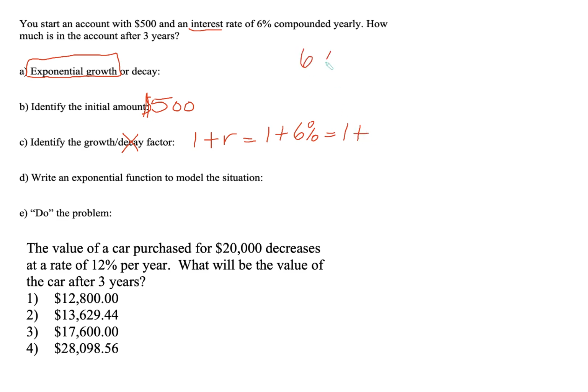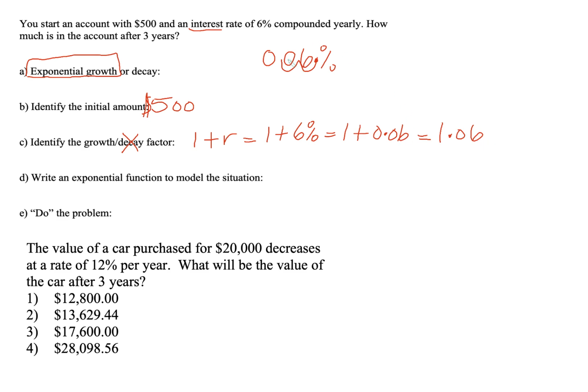So we have our 6%. To change it to a decimal, you're going to insert your decimal point and move it 2 places to the left. I'm going to add 2 zeros. 1, 2 is going to be 0.06. And when I add it to 1, it's going to be 1.06. So my growth factor is 1.06.